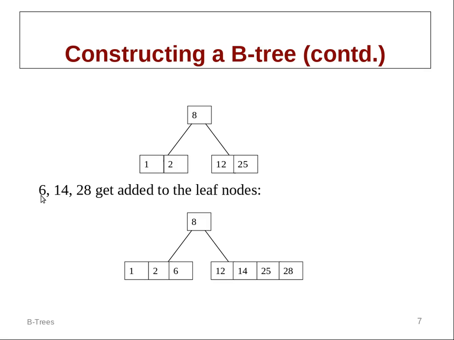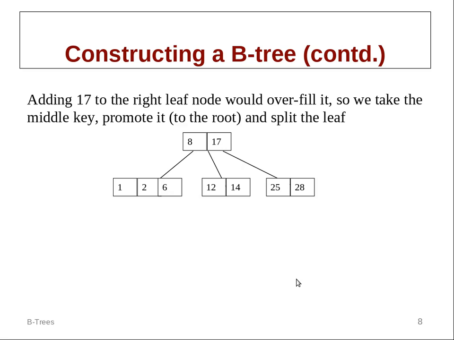Add 6, 14, and 28. Well, the 6 goes right there. The 14 is going to go between the 12 and 25, and the 28 is going to go over here. Perfect. Adding 17 to the right node would overfill it. Well, let me roll back for you real quick.